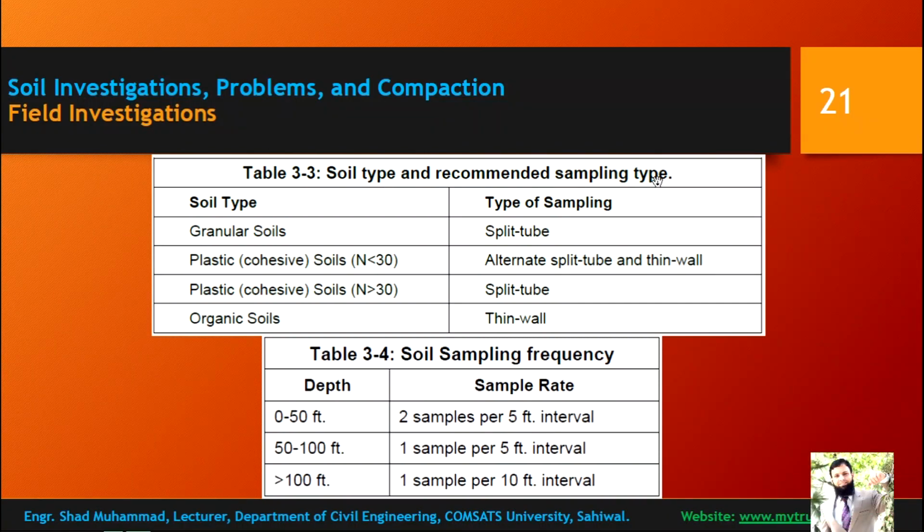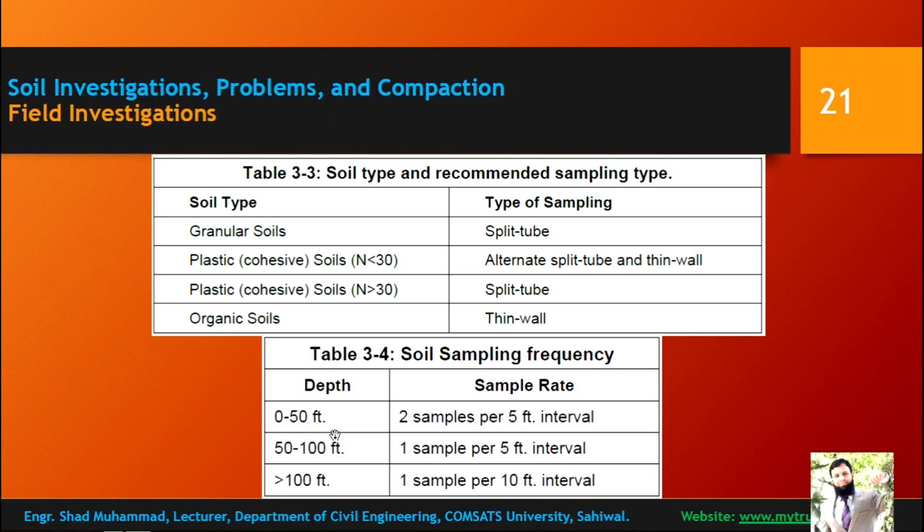Soil type and recommended soil sampling type. So soil types and types of sampling are mentioned. If the soil is granular, then a split tube is recommended. For plastic, cohesive soil with an N value less than 30, an alternative split tube or thin walls need to be used. For plastic soil, a split tube needs to be used, and for organic soil, thin walls.